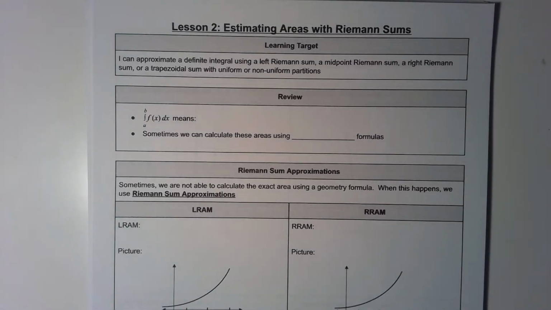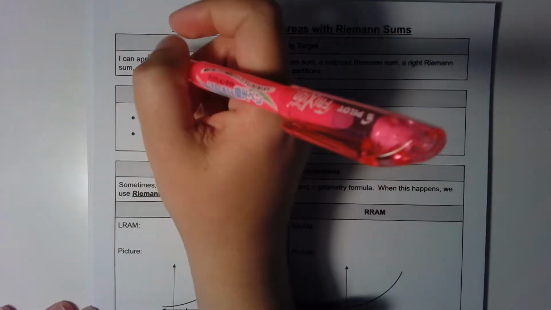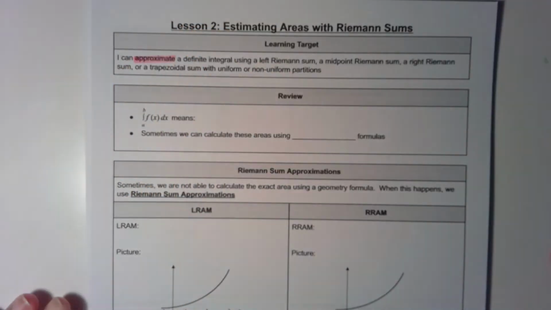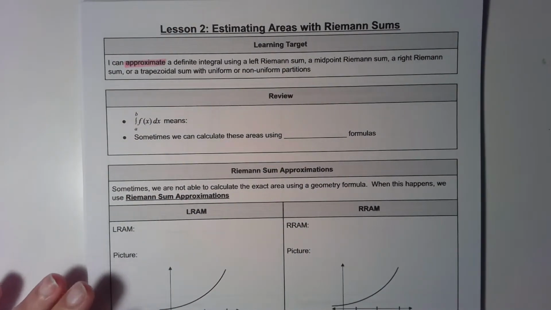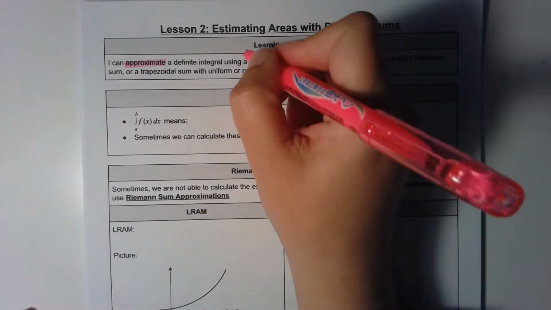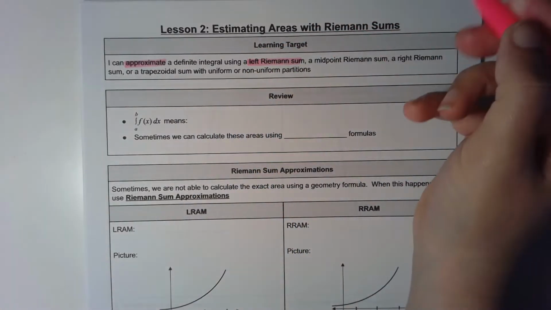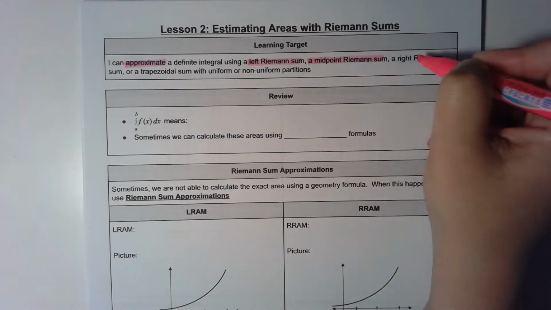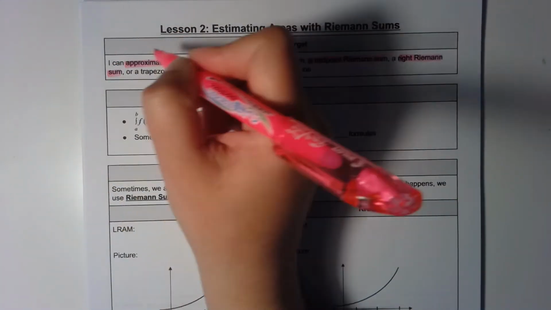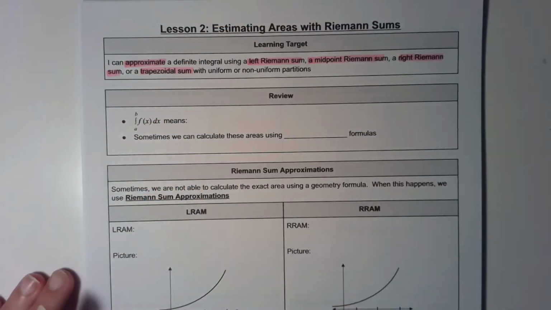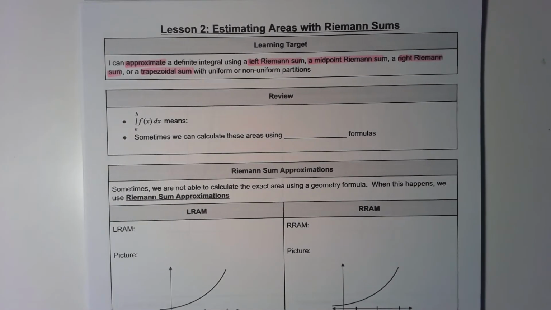Hi, everybody, and welcome back for Lesson 2 from Unit 6, which is about estimating areas using something called Riemann sums. We have one learning target for today, and that is: I can approximate. So we're going to be estimating or approximating a definite integral using a left Riemann sum. That's going to be one type of estimation method, a midpoint Riemann sum, a right Riemann sum, or a trapezoidal sum with uniform or non-uniform partitions.